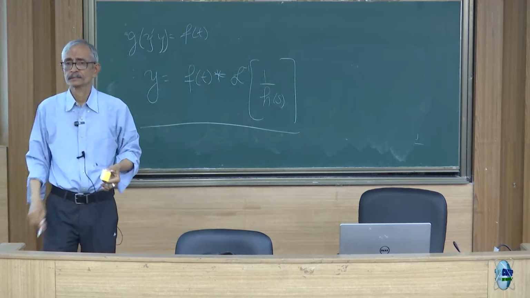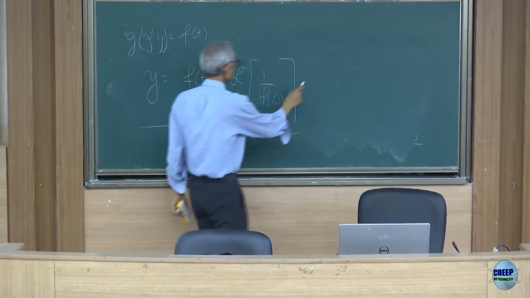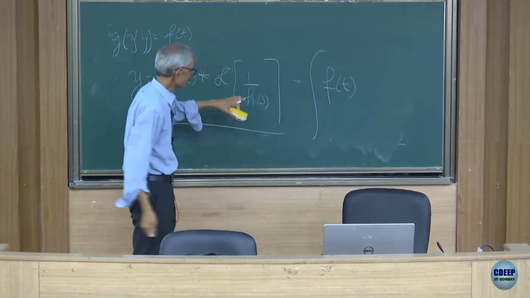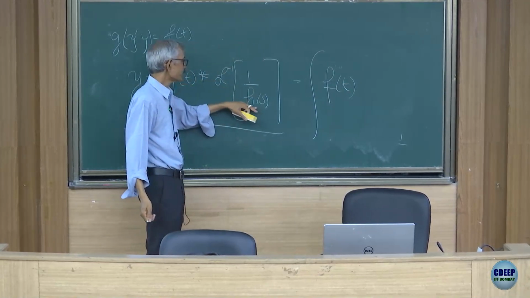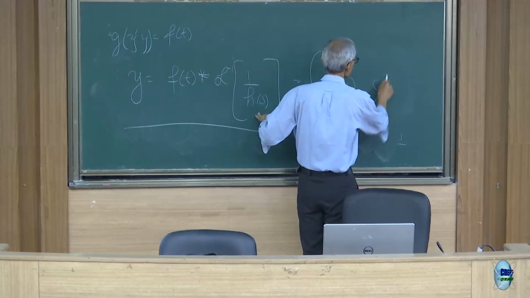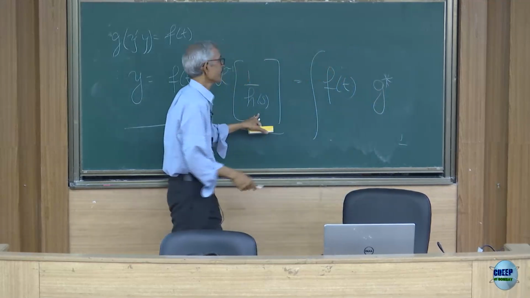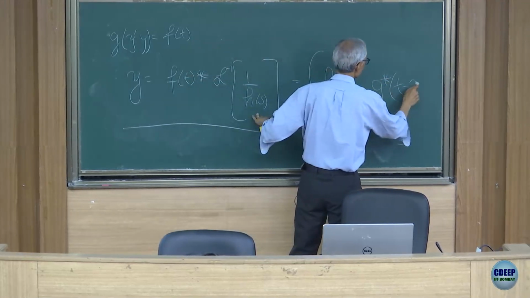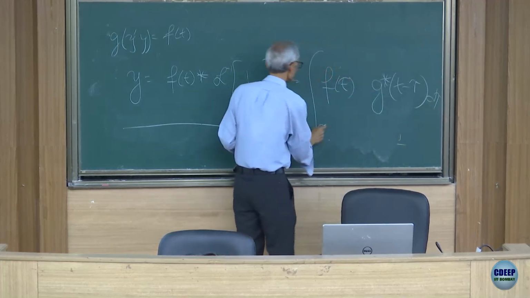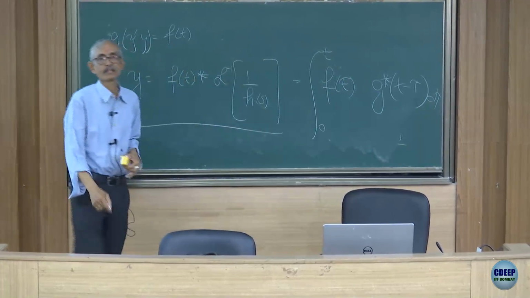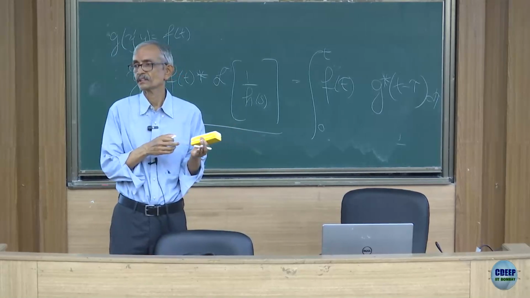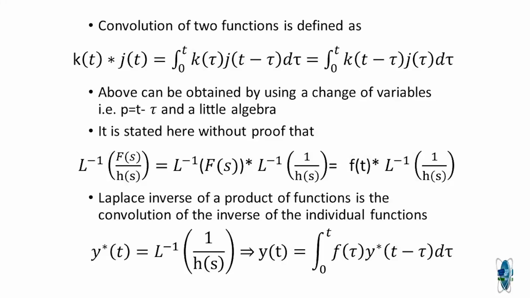This is my solution. Okay, and this is equal to the integral from 0 to t of f of t, and the Laplace inverse of this, let me call it g star, and this will be g star of t minus tau, d tau. Was it the same as what we had in the previous derivation? Is it the same or is it different?